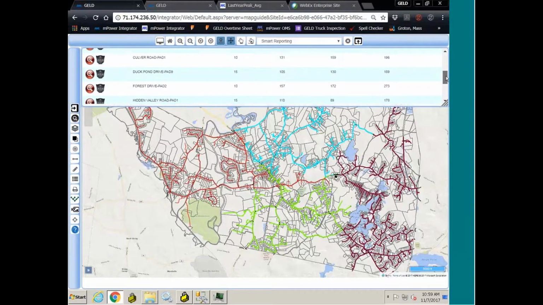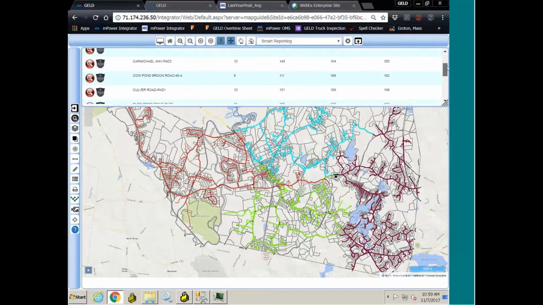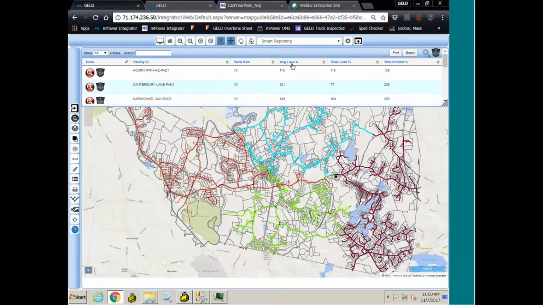So if we're looking at these, one of the things that was important to us is we got the average load for the day, then we did our peak hour, and then, just to gather information, the non-incident peak. Because if a transformer has multiple people on it, eventually all of the different customers' peak loads are going to coincide on a long heat wave.